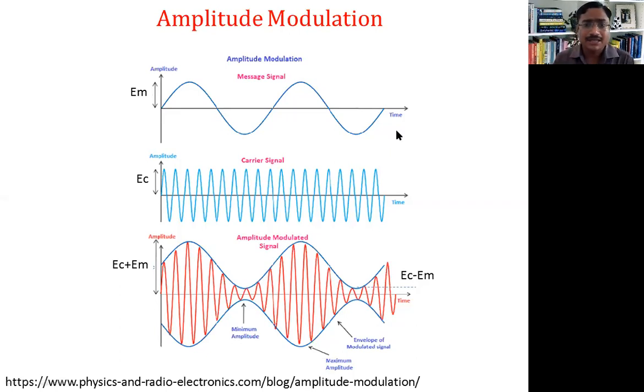Now what changes in this wave? The amplitude of this wave changes. Correct? From here to here the amplitude goes on changing. So this is an amplitude varying wave, an analog wave, where the amplitude varies continuously with time.